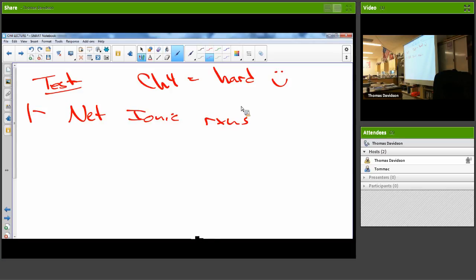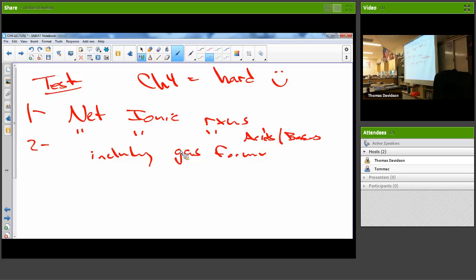You have to be able to write net ionic reactions. This is like the start of everything we're going to do, but these will be really, really important. You have to be able to write net ionic reactions for acids and bases, including gas-forming reactions. All right, you have to be able to do that.